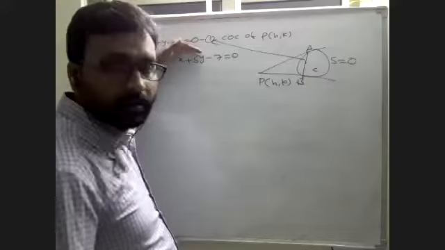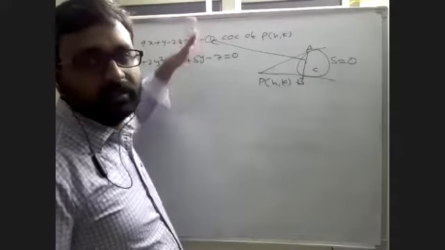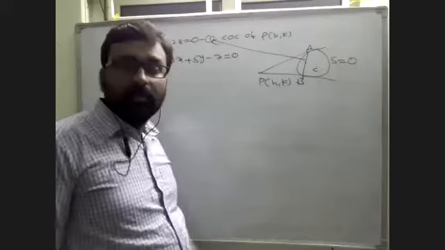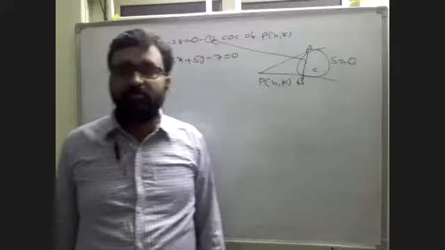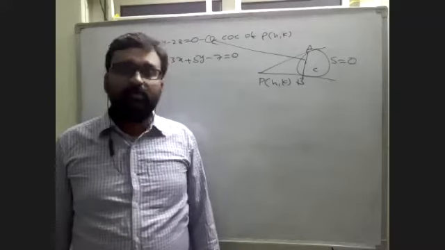Assume that this chord of contact is not given. Only the point and the circle are given. Now how will you find the chord of contact of a circle if given an external point? By using the formula S1 equal to 0.